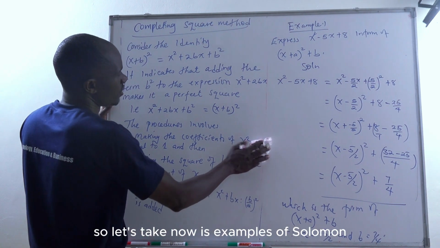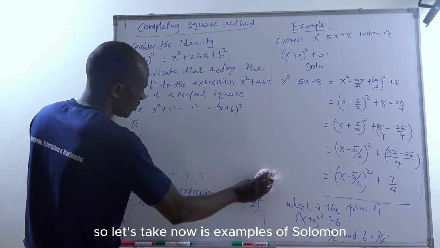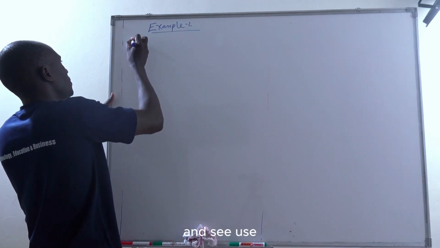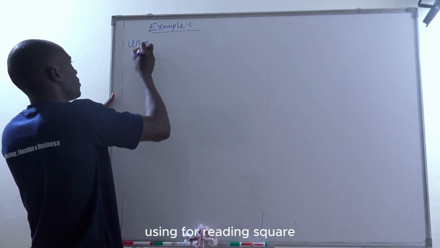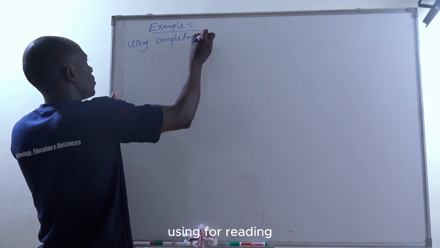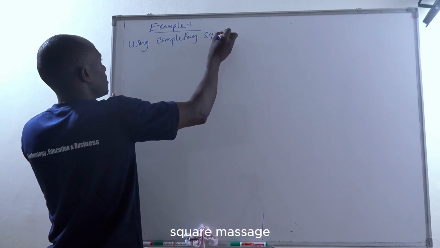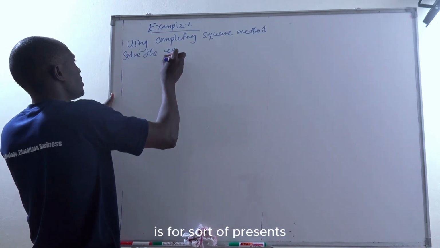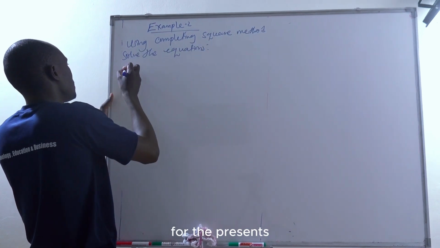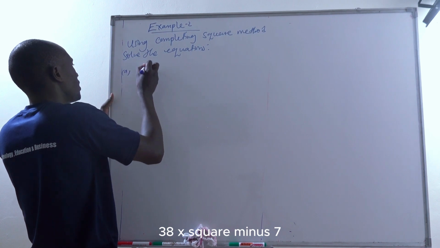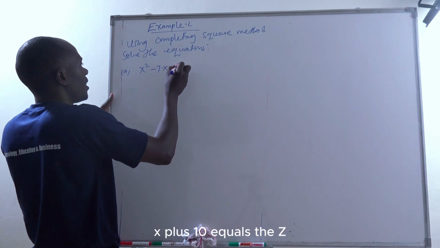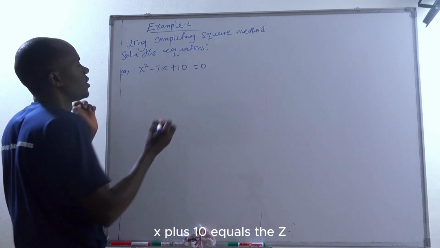So let's take now examples of solving. That one was about expressing. Let's start with it and say, using the completing the square method, solve the equation x squared minus 7x plus 10 equals 0.